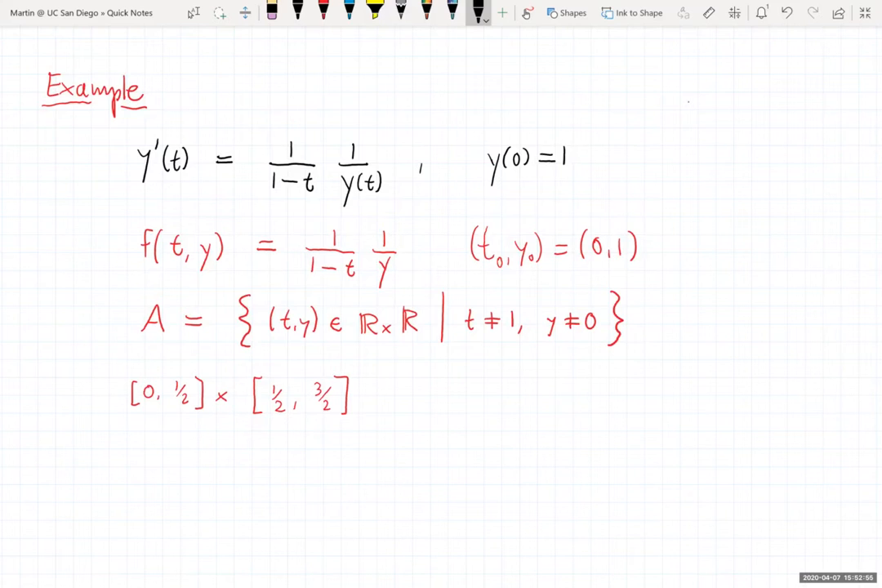So the whole point of this generalized version of the Peano existence theorem is to show the existence of a solution for an initial value problem for some time, even if the right-hand side is not defined for all possible values of t and y. We have seen such an example already. Namely, we had the differential equation y prime of t equal 1 over 1 minus t times 1 over y of t, with initial condition y naught equal 1.